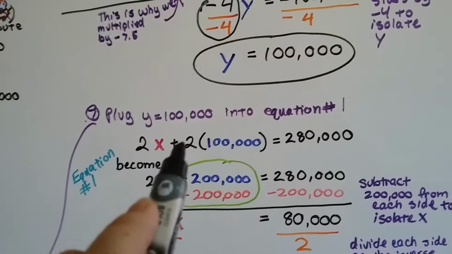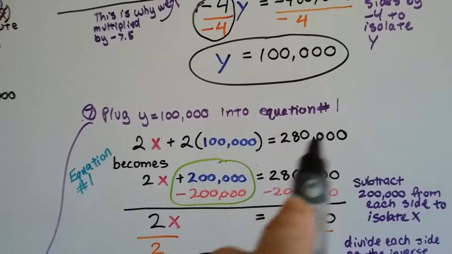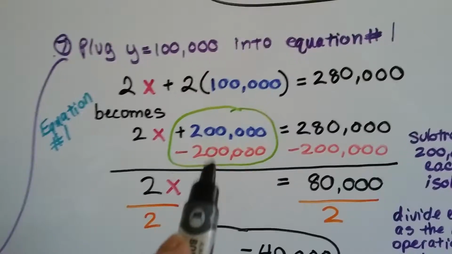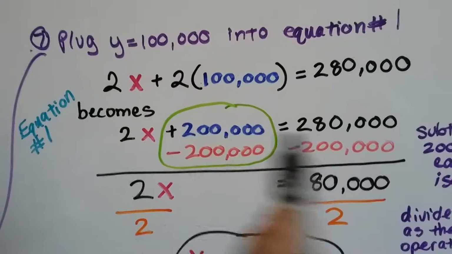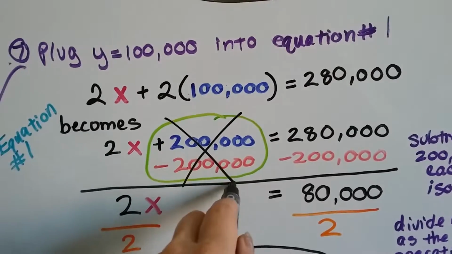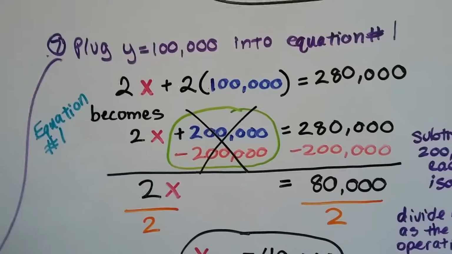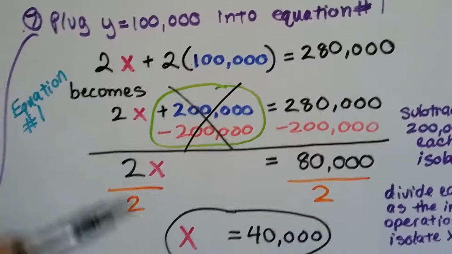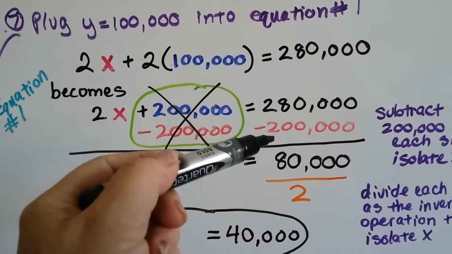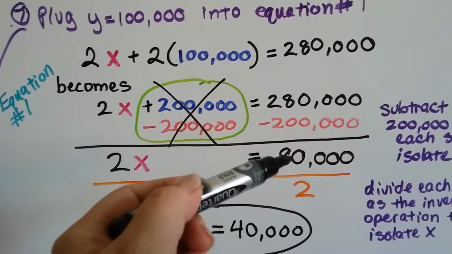So now we've got 2x plus 2 times 100,000 equals 280,000. So now we can subtract the 200,000 from each side of the equation. And what happens is it eliminates this. Plus 200,000 minus 200,000 makes a 0. So now we drop down our 2x. 280,000 minus 200,000 on this side makes 80,000.